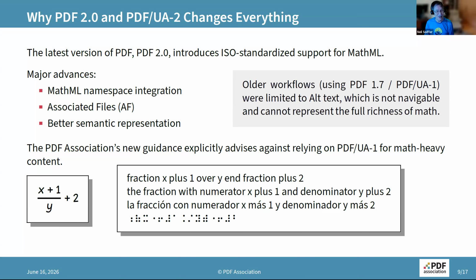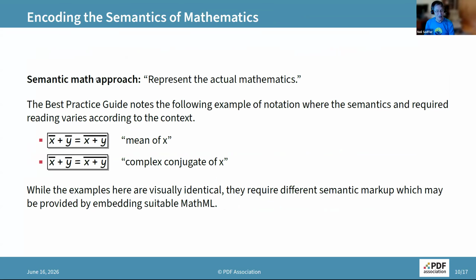And just as I'm not going to speak the math, I'm not going to speak that fourth line, which is Braille. That happens to be UEB, which is used in a number of English-speaking countries. It's Unified English Braille. And as I said, it can generate several different Braille codes. The fraction with numerator, semantic math approach, represent the actual turn the screen reader speech off. Mode off.